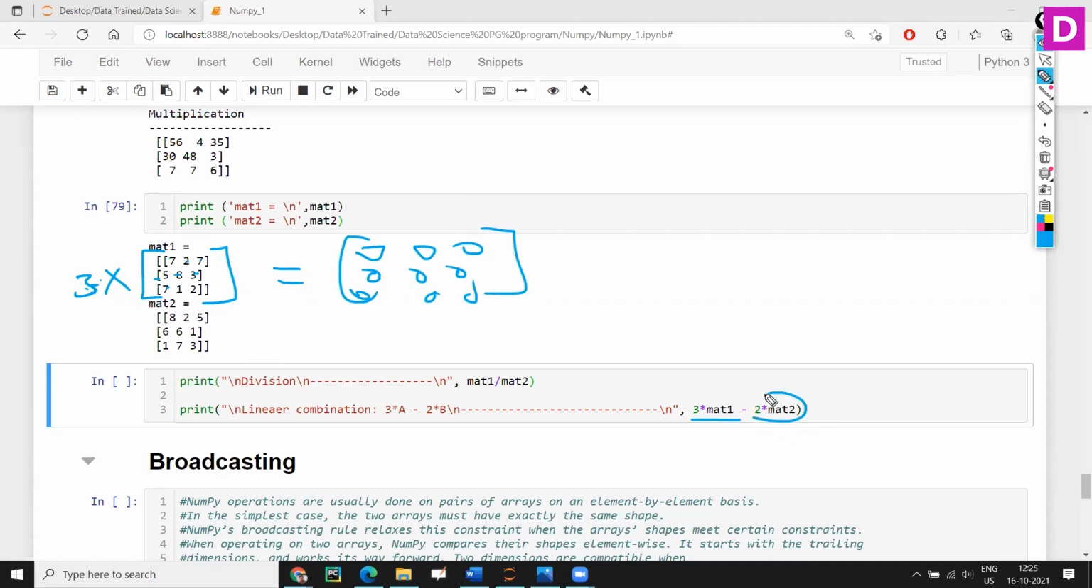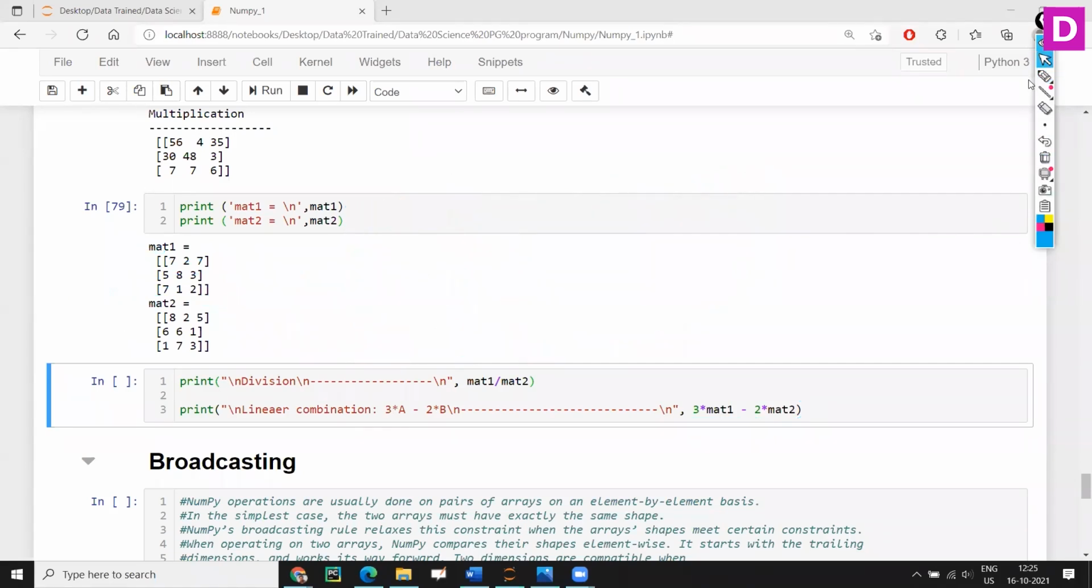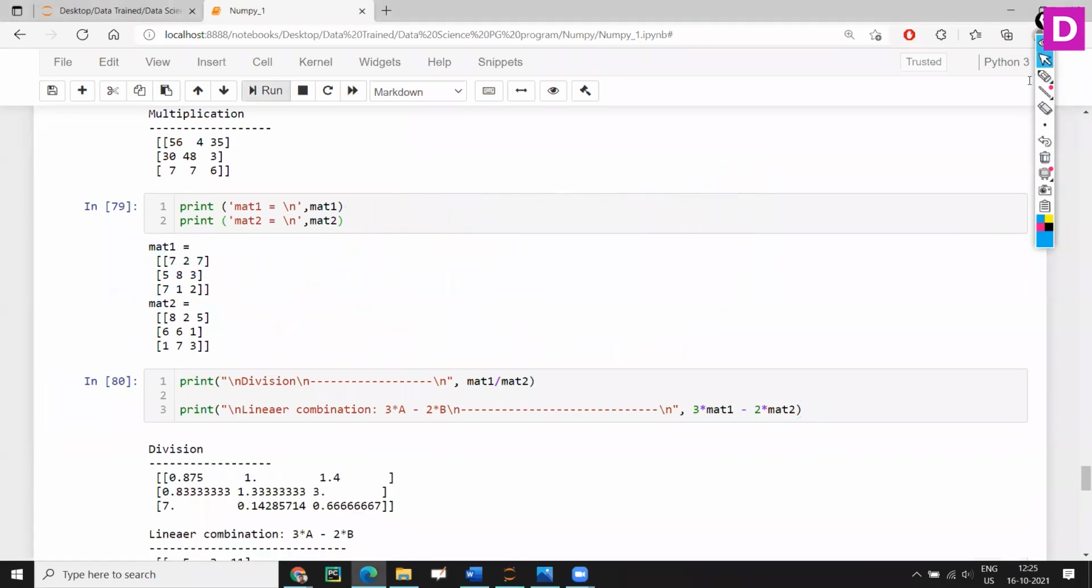And what about mat2? 2 into mat2. I will get one more matrix here after multiplying by this 2. Then I will take this data. This is mat1. Say 3 into mat1 minus this data, 2 into mat2. How simple it is. So let's execute this.